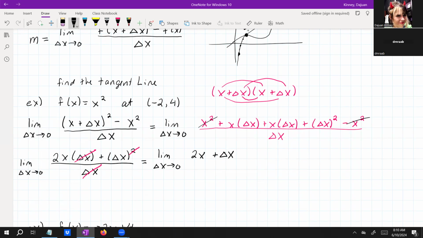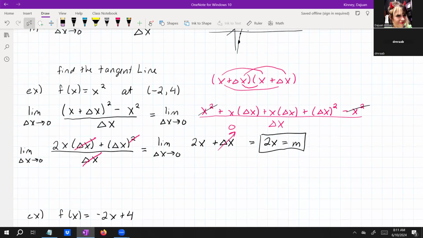So the limit as x approaches 0, or excuse me, delta x approaches 0. So this dude goes to 0. We just get 2x. So that's our slope. I'm going to put a box on it. Once I get here, I have a slope and I have a point. So we want to figure out our slope at that point.